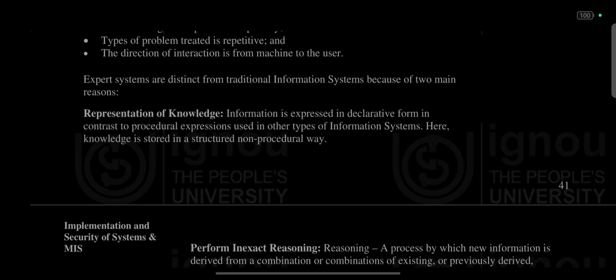Expert systems are distinct from traditional information systems because of two main reasons. Representation of knowledge. Information is expressed in declarative form in contrast to procedural expressions used in other types of information systems. Here, knowledge is stored in a structured, non procedural way.